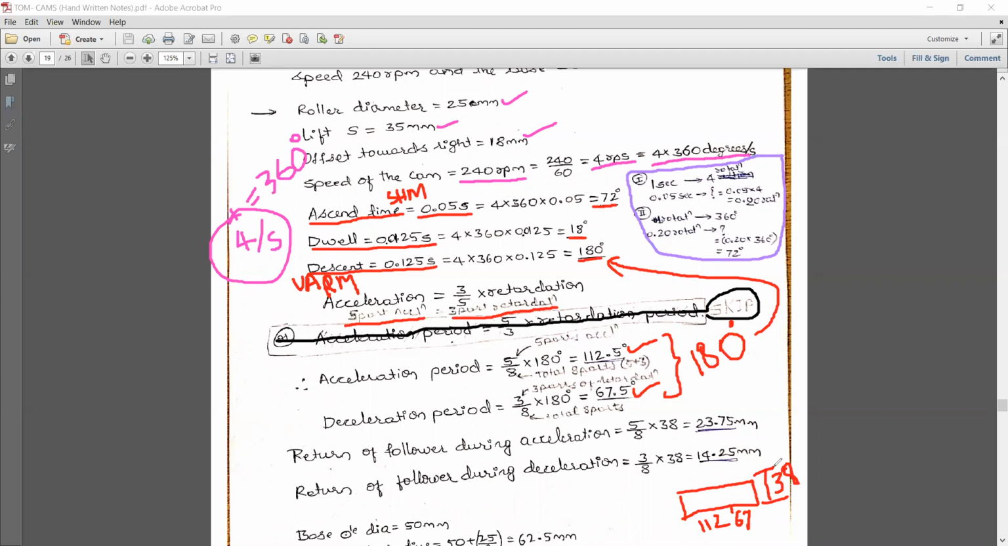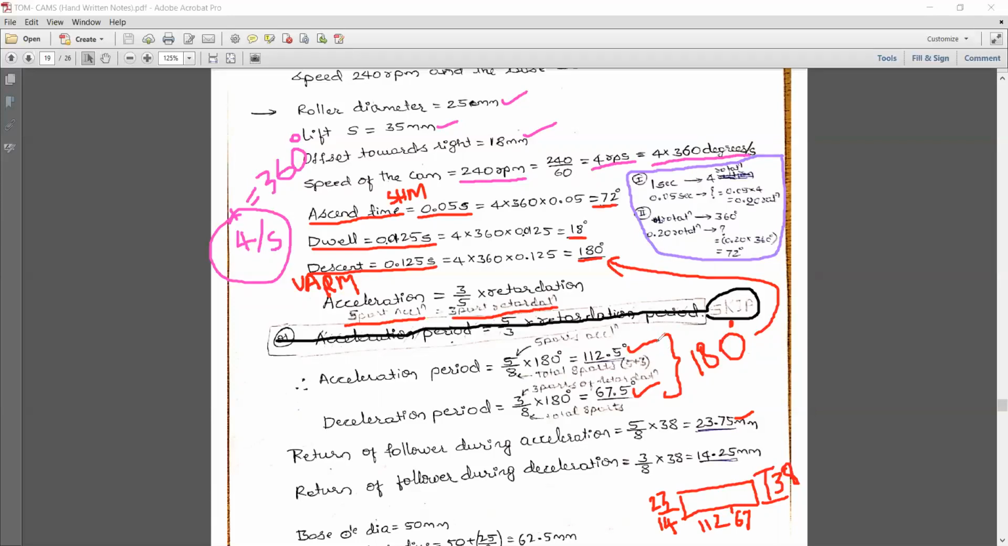What about vertical? So vertical, what I have to do is the return of the follower during acceleration: 5 by 8 times the 38 is 23.75. Means in this 38, the larger part belongs to acceleration, that is 23.75, and the remaining 14 point something belongs to deceleration. Am I right? Understood? Yes, sir.